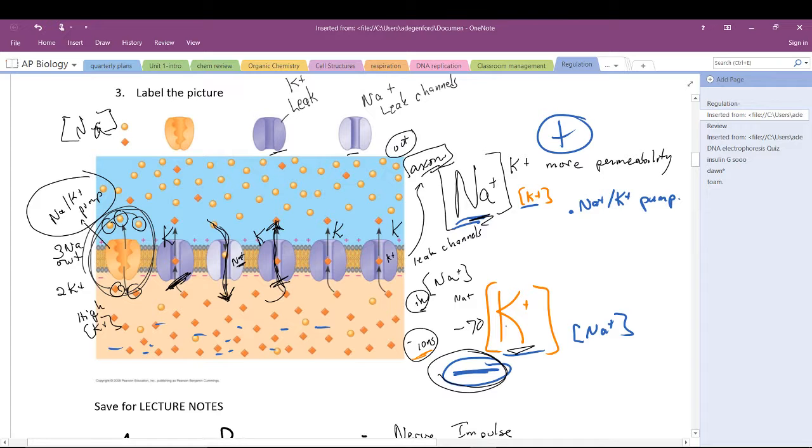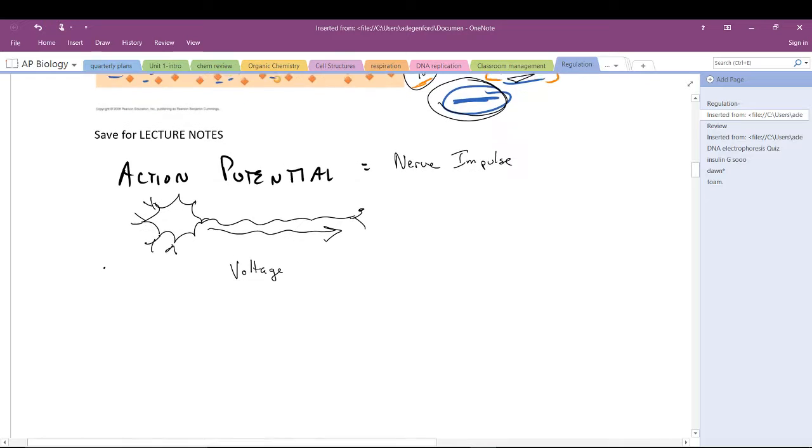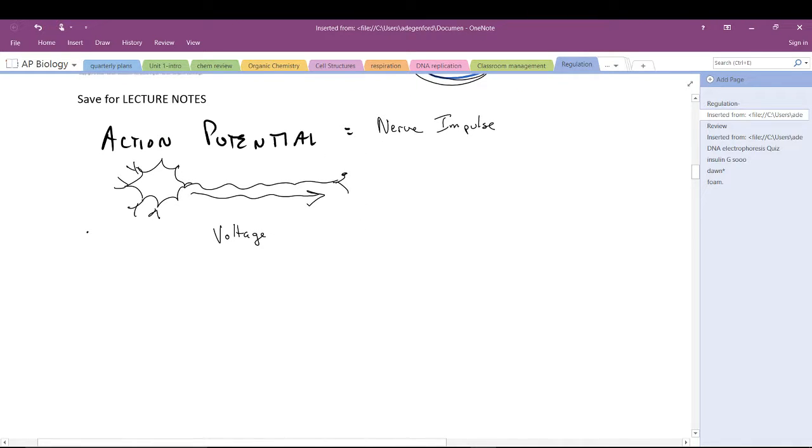voltage. It's set at negative 70 millivolts. Well, now we want to talk about what happens when we want to send a signal. The signal is properly called the action potential. This is also known as a nerve impulse. You're sending that signal down.